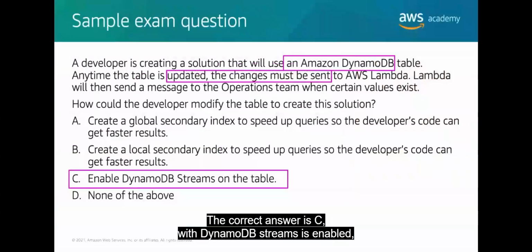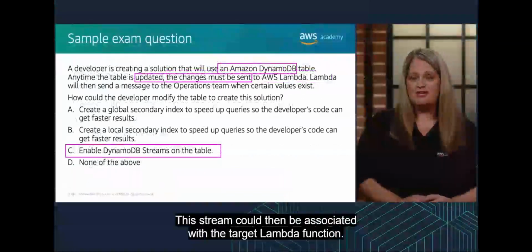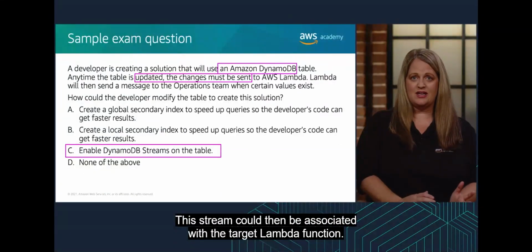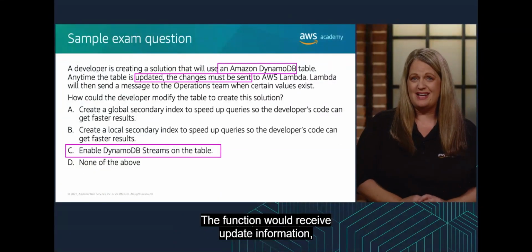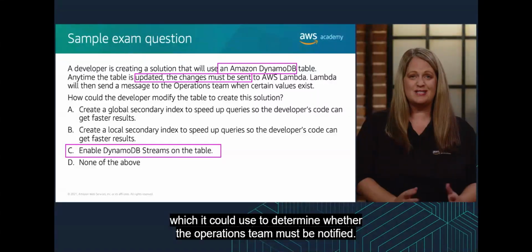When DynamoDB streams is enabled, the table will emit one of four options to the stream: keys only, new image, old image, or new and old images. The developer could select the new image option, which writes update information to the stream. This stream could then be associated with the target Lambda function. The function would receive update information, which it could use to determine whether the operations team must be notified.